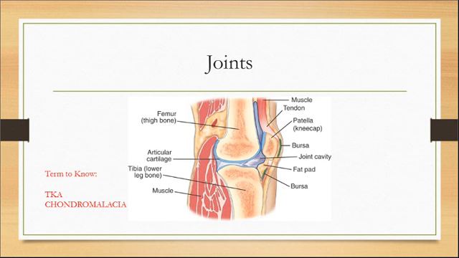Chondromalacia, that is a big mouthful, but it is an important word to know. It means abnormal softening. That's the malacia. And chondros are going to refer to cartilage. So this is abnormal softening of the cartilage.